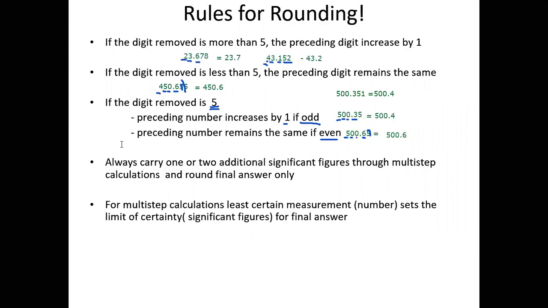Now some rules when we're doing multi-step calculations: do not round in between the different calculations. So when you take a number and use it in the next step, make sure you take a number with quite a few more significant figures than the ones in your original answer. And only at the end do you round your final answer. So don't round in between each step. You want to round only at the end.